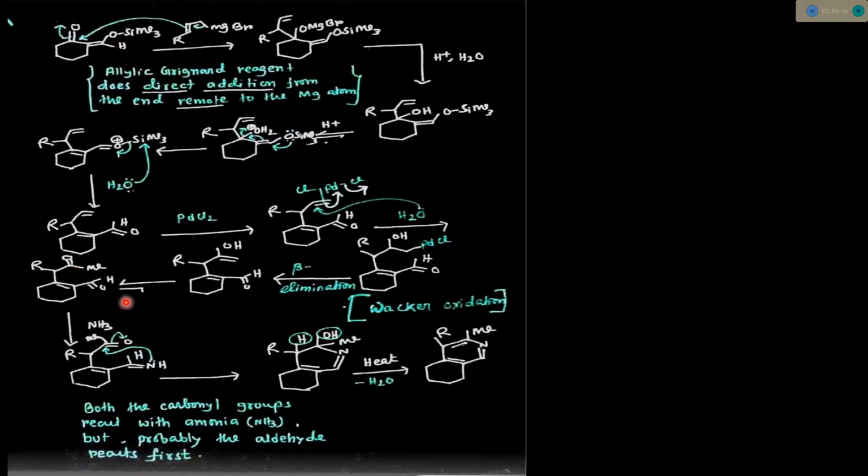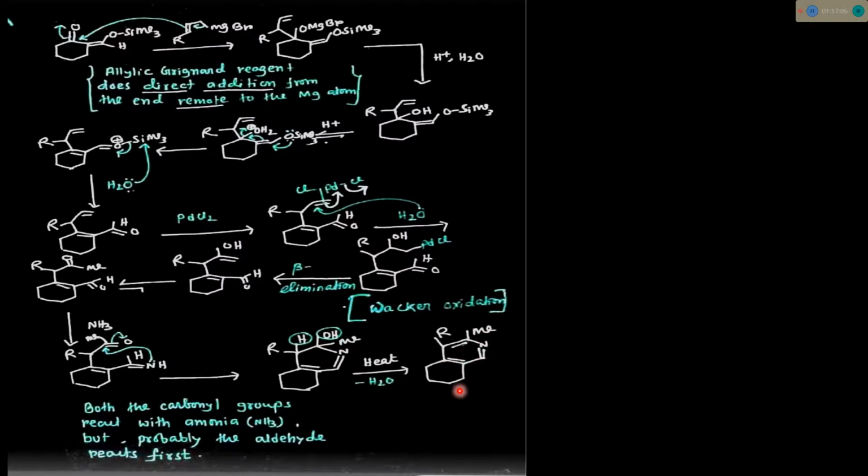Now if we treat with ammonia, normally there are two carbonyl moieties, COMe and CHO, a ketone and an aldehyde. Both carbonyl groups can react with ammonia, but since the aldehyde is more reactive, ammonia will first react with the aldehyde to form an imine. Then this imine nitrogen attacks the keto carbonyl to form an intermediate like this, and after heating, water is removed to form this kind of structure.